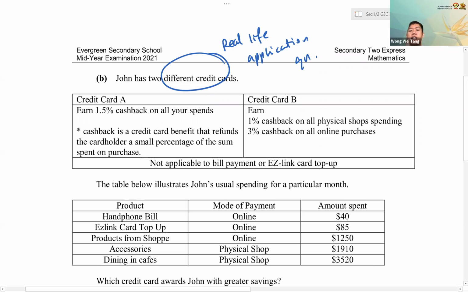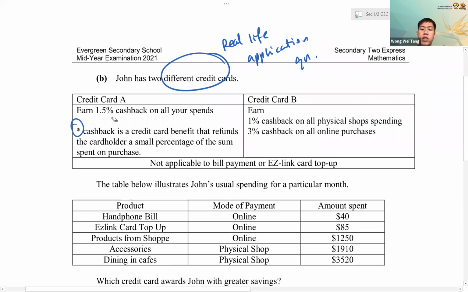Okay, so credit card A. Now, credit card A gives the user 1.5% cashback on all spending. So every time you use it for a purchase, let's say you purchase something that is $100, the credit card will return you 1.5% of what you have spent. So 1.5% of $100 will be $1.50. So the explanation was given over here.